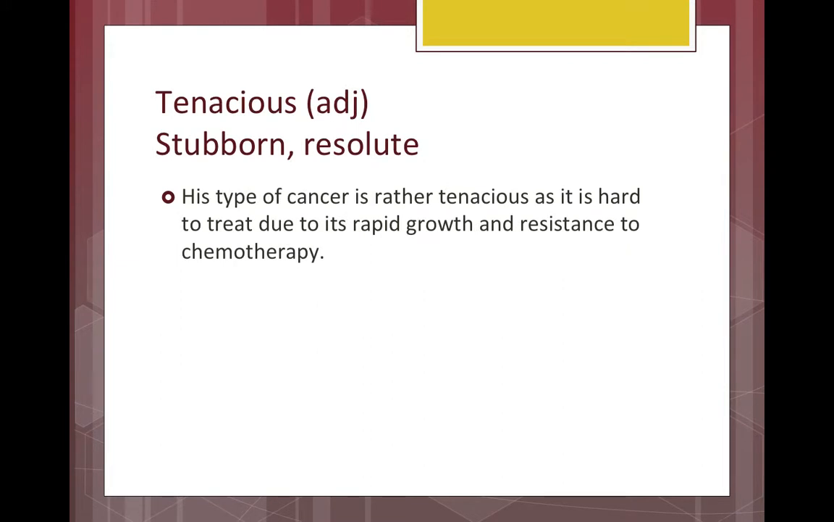Tenacious, which is an adjective. It can mean stubborn, resolute. So we often will use this to describe things that are out of control and hard to get rid of. So for example, his type of cancer is rather tenacious, as it is hard to treat due to its rapid growth and resistance to chemotherapy.